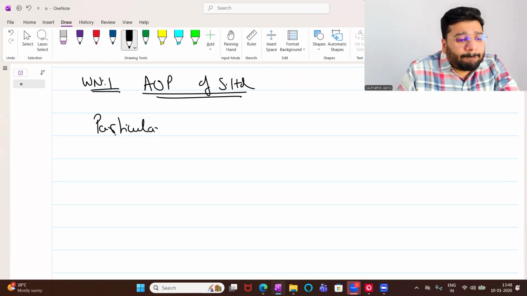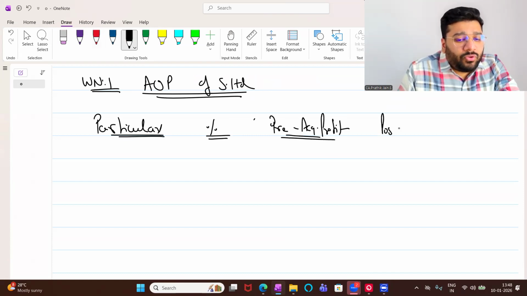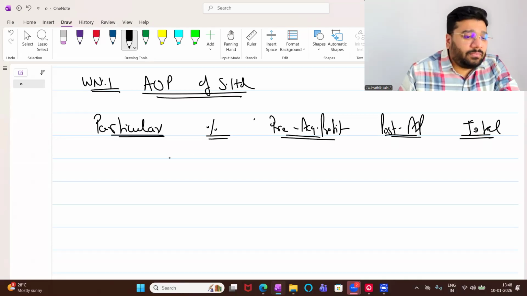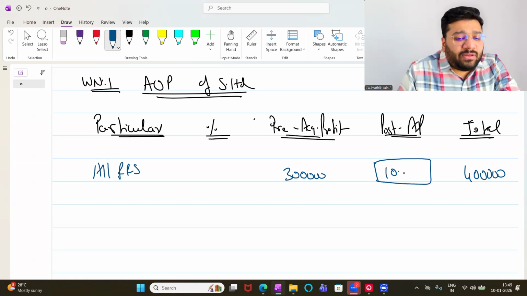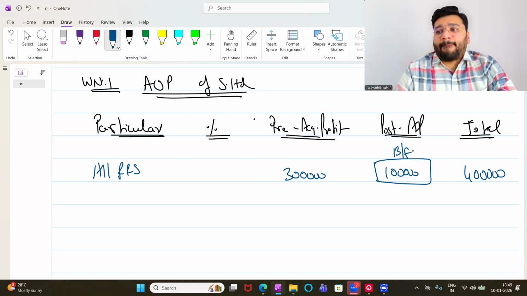Particulars, percentage, pre-acquisition profit, post-acquisition profit, total. Next, what should I write? All reserve and surplus. How much? Total given is 4 lakh. Pre-acquisition is given as 3 lakh. Post is 1 lakh, the balancing figure. Online people, are you all with me or gone?